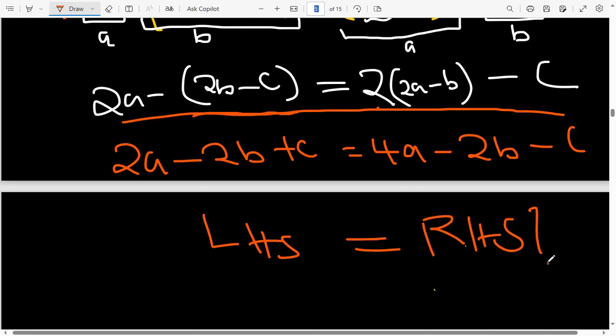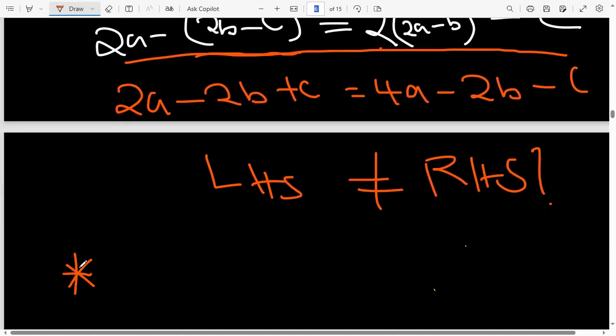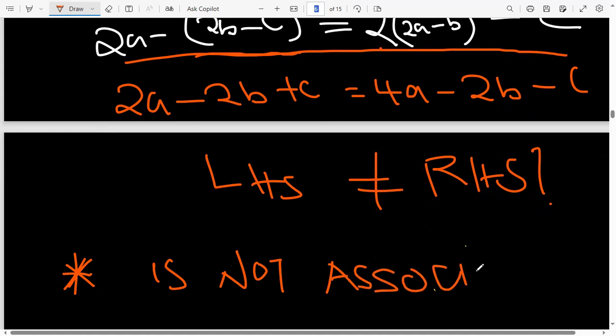Okay, so clearly, without even testing with any numbers here, you can see that the left and the right are not equal. Okay, if you want, you can plug in numbers there. It will still show you that they are not equal. So the left-hand side and the right-hand side are not equal, meaning that this operation here is not associative. Okay, it's not associative. So any questions there?